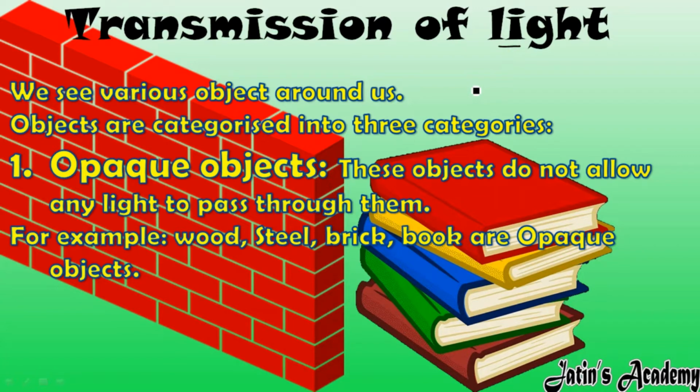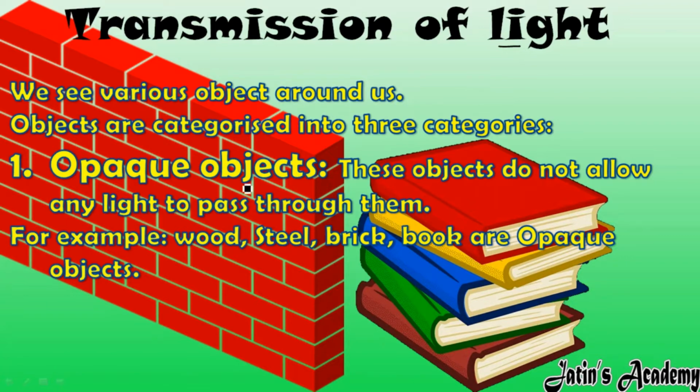Actually, some objects do not allow any light to pass through them, some objects allow full light, or all the light radiations, to pass through them, and some objects allow only some light to pass through them. So that is why we are categorizing the objects into three categories.